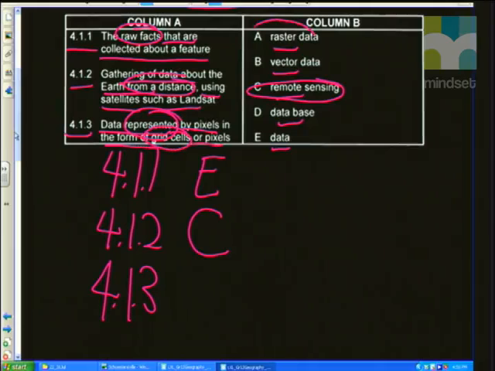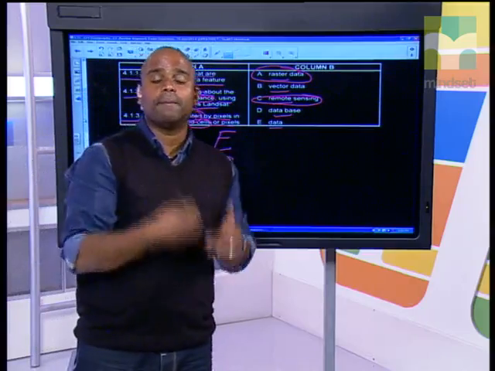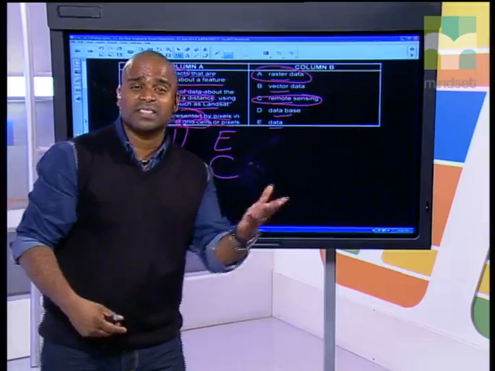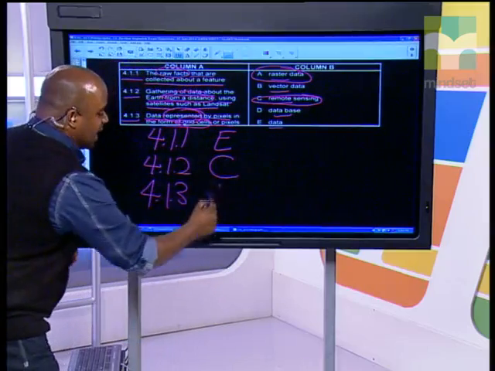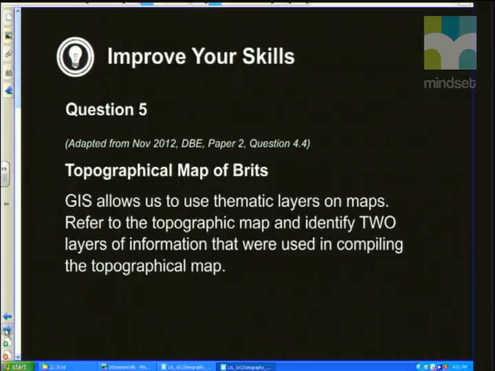Moving on to 4.1.3, data represented by pixels in the form of grid cells or pixels. And this particular answer, remember, can only be raster data. It cannot be vector data because we've established that vector data is only your points, lines, and polygons. When it comes to resolution type of images, we refer to raster data, and that answer is A. So your correct answers are E, C, and A. I hope you've got that right. Let's move on to the next question.